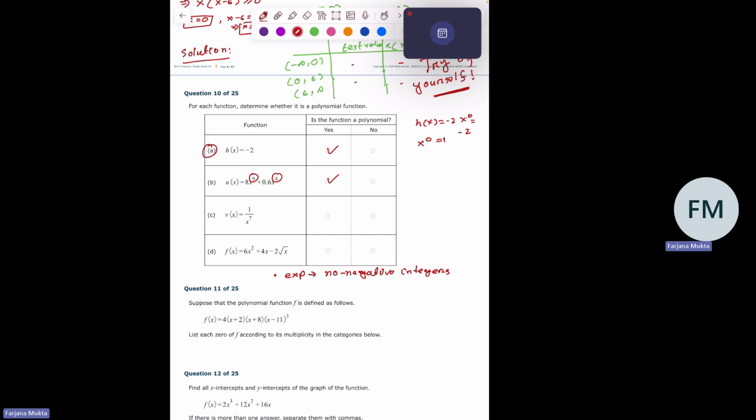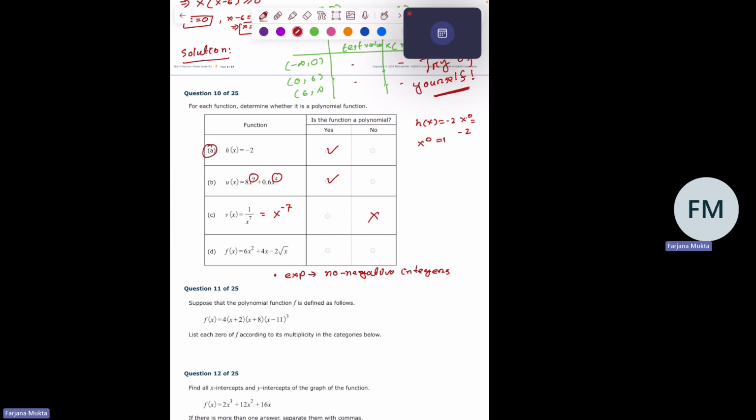The next one, as you can see, is a fraction, right? What does it mean? It means that in power form it's x to the power -7, right? So checking the exponent, it's not a non-negative integer, so it's not a polynomial.